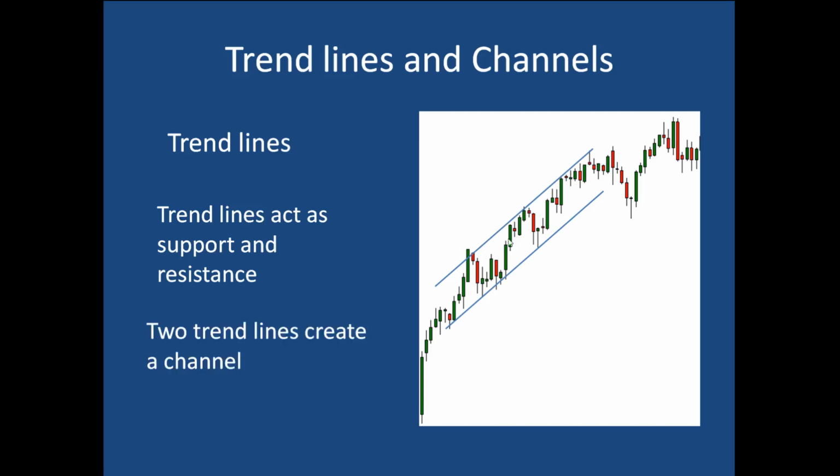Two trend lines create a channel, and traders will trade within this channel. We have a low and a higher low, and so you can draw your trend line, and you can make a parallel above. And then now this trend line, this channel line, will act as resistance up here.